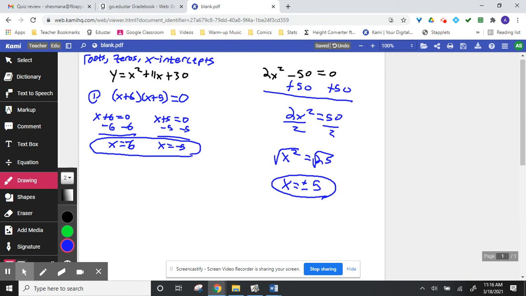Hope this little quick tutorial helps some questions make more sense when it comes to finding roots, zeros, and x-intercepts.